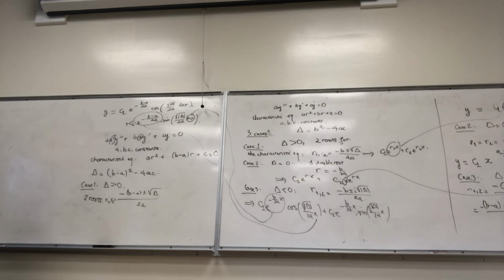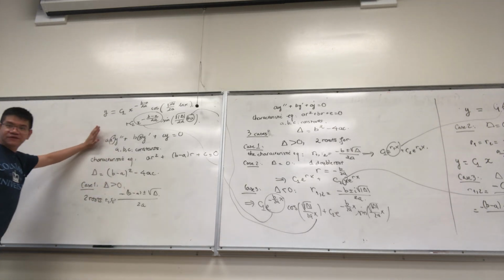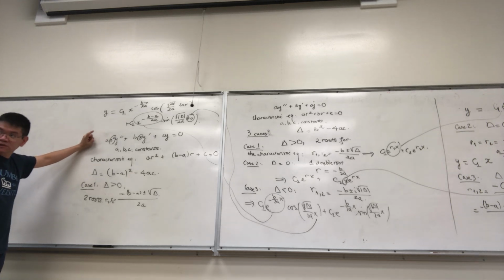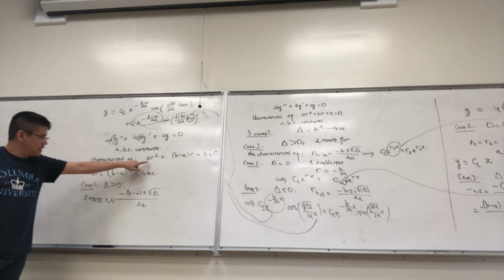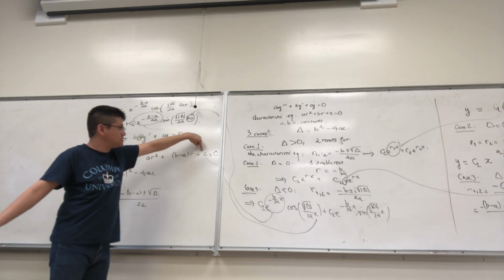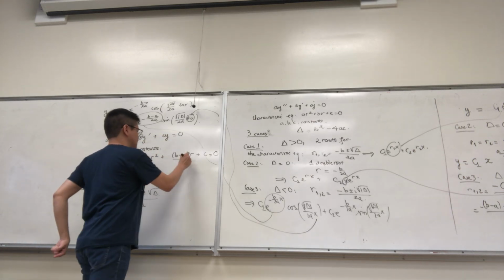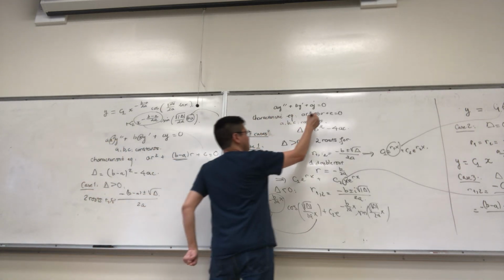I'll explain again. For this kind of differential equation, the characteristic equation will be changed. The characteristic equation in this case will be a r squared plus (b minus a) r plus c. So the change will be this term, in comparison with this term.